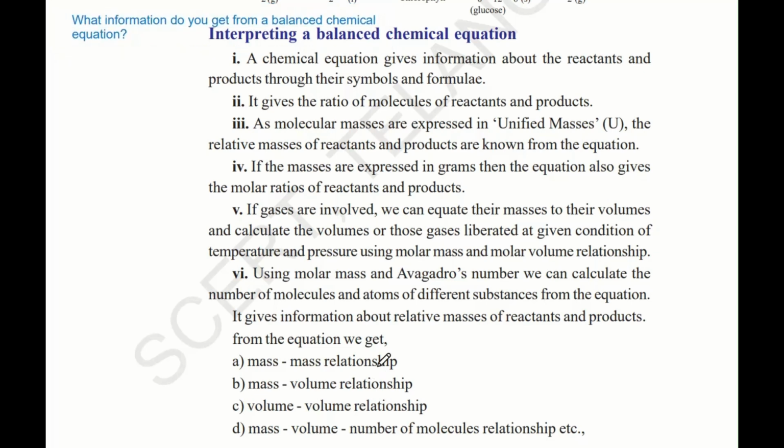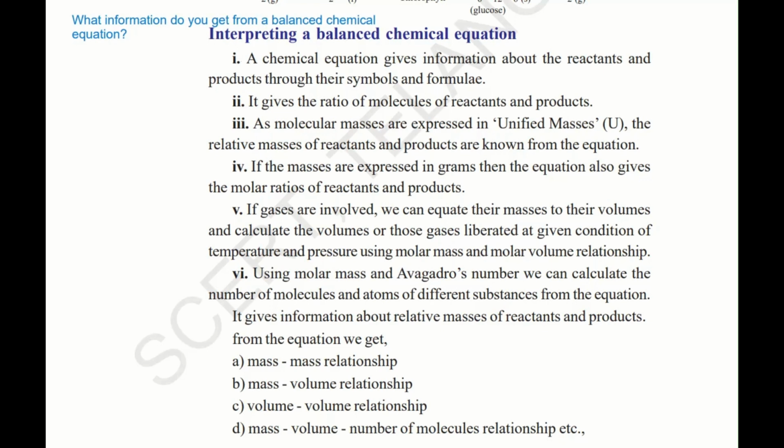What is the information you get from balancing a chemical equation? Okay, when you balance a chemical equation, what all things can you retrieve from that information? For that particular question, what are we going to write? This is the particular portion that we are going to attempt. These are the points that we can see from balancing an equation.